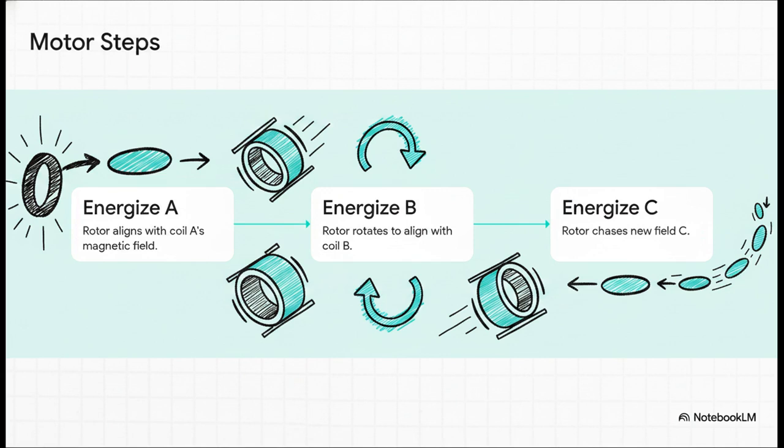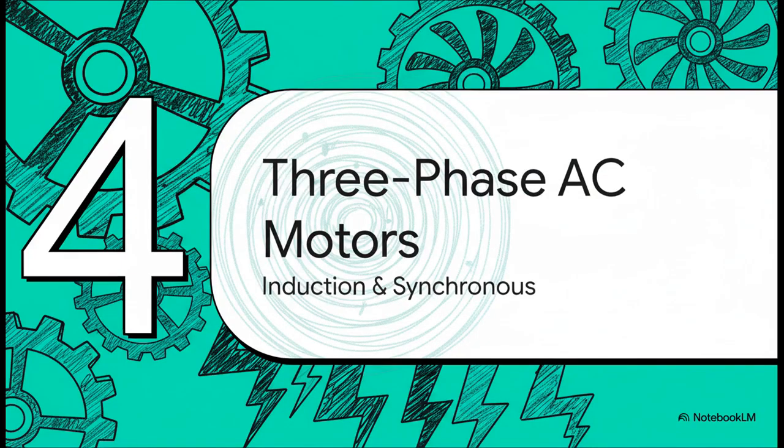field. Step 3. We energize coil C, and the rotor chases the field again. By supplying these different phases in a highly precise sequence, we are literally pulling the rotor around in incredibly precise, measurable increments. It's like clockwork. Which brings us to our final group in Section 4, three-phase AC motors, covering both induction and synchronous types.